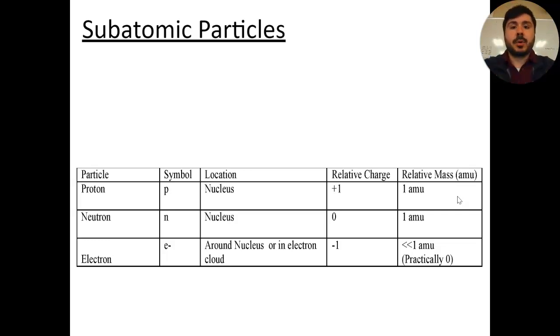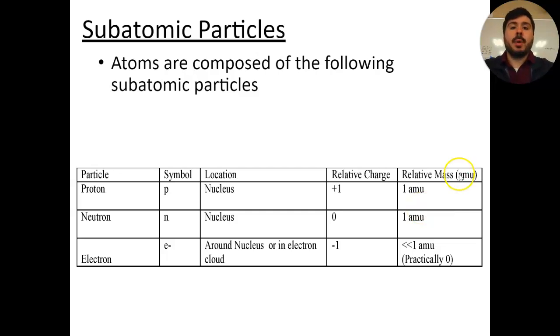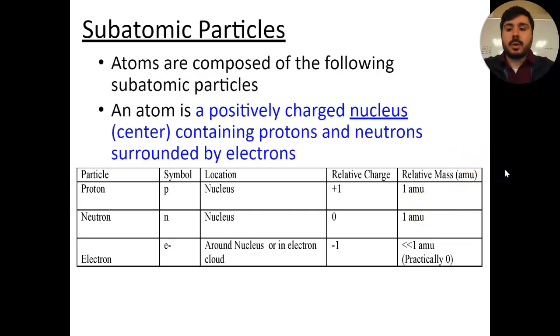So let's get down to it. Atoms are composed of the following subatomic particles: protons, neutrons, and electrons. An atom has a positively charged nucleus, or center, containing protons and neutrons, and that positively charged center, the nucleus, is surrounded by electrons. So in the dead center is your nucleus. Inside of your nucleus are protons and neutrons.